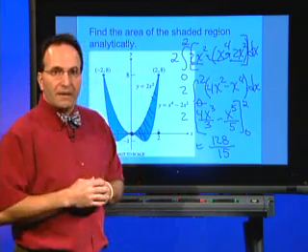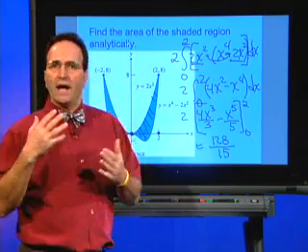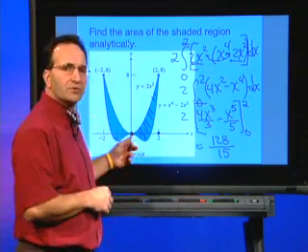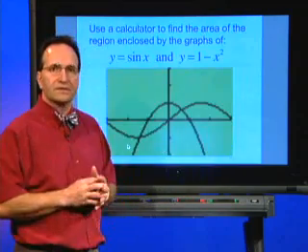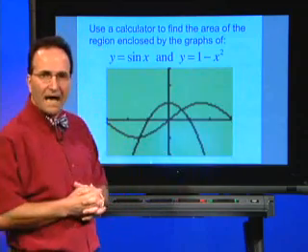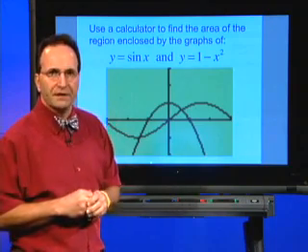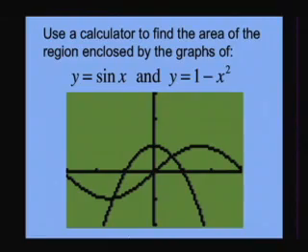We're going to do an example where we're going to have to find those points of intersection, and we'll talk about that shortly. So let's go on to the next example. Use a calculator to find the area of the enclosed region. We have y equals sine x and y equals 1 minus x squared. Of course, the sine curve we're very familiar with, as well as the parabola that opens in the downward direction.